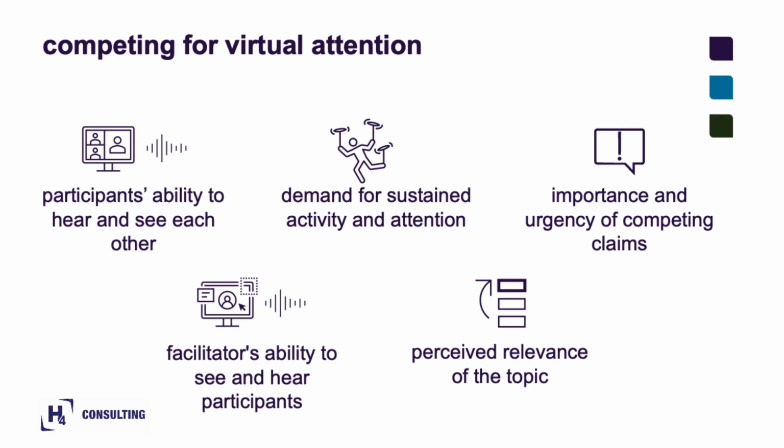You'll be competing not only with distractions in the virtual room, but also with distractions in the participant's physical and digital environment, which you can't control and usually can't see. Many features of virtual workshop environments increase the risk of participants being distractable or multitasking. These include the extent to which participants can see and hear each other, the facilitator's ability to see and hear participants, or perhaps participants' perceptions of how well you can see and hear them, the extent to which the workshop demands sustained activity and attention from individual participants, the perceived relevance of the topic being addressed, and the importance and urgency of any competing claims like incoming emails or phone calls.